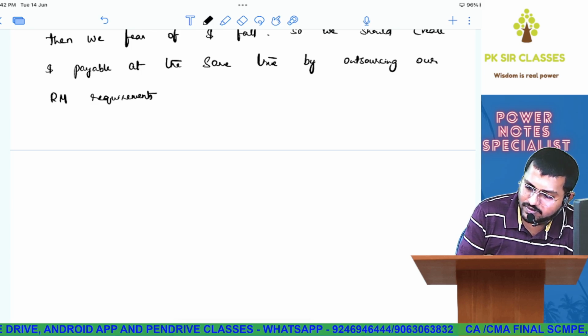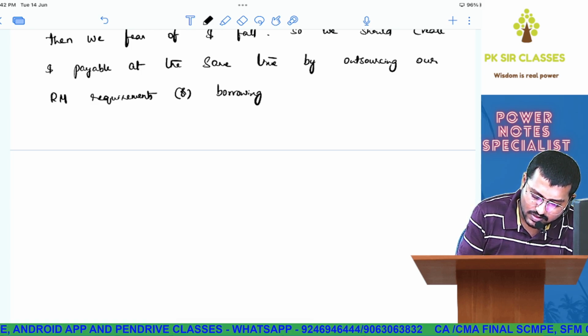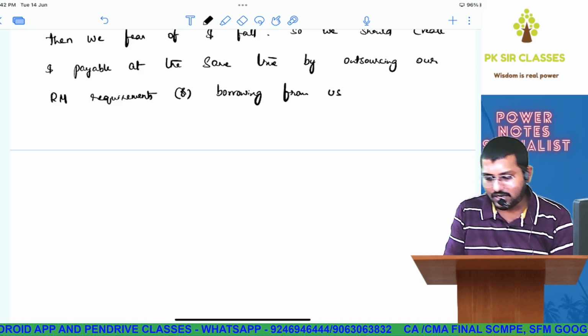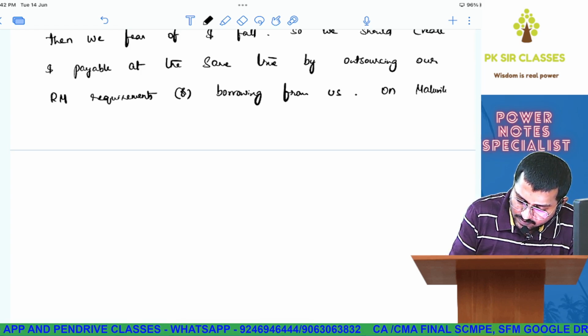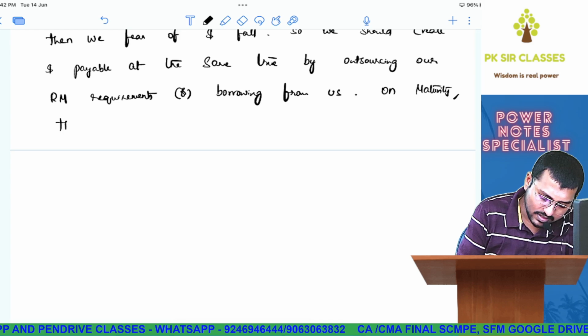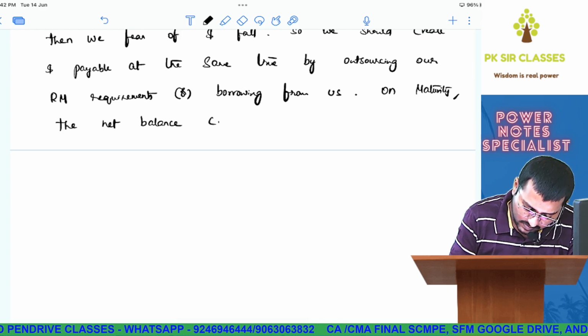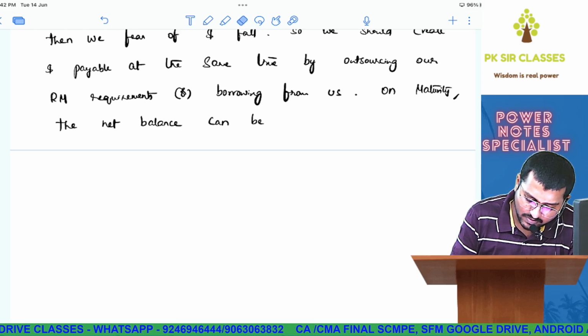So this is very difficult, sir. Or you can also do one thing: you just borrow money from US. Of course, there you have to compare the borrowing cost and all that, but it's just an idea. On maturity, the net balance can be hedged. That's why it is not that important. We just need to have a rough idea.